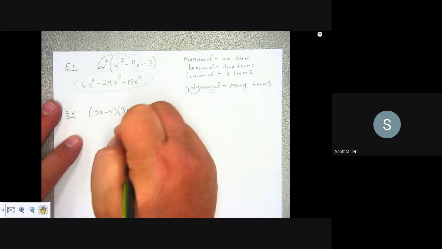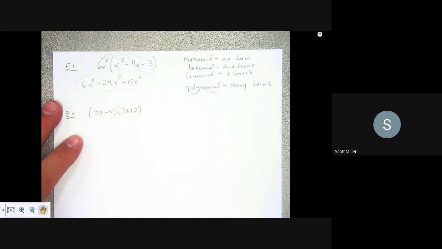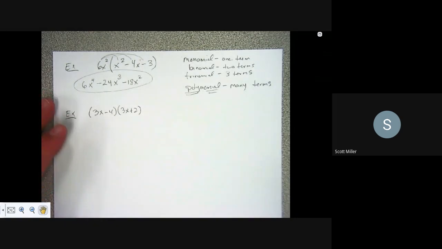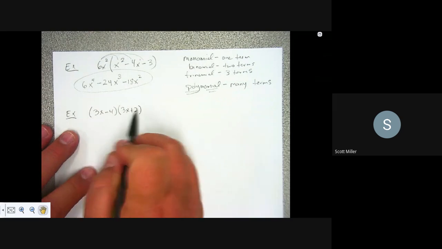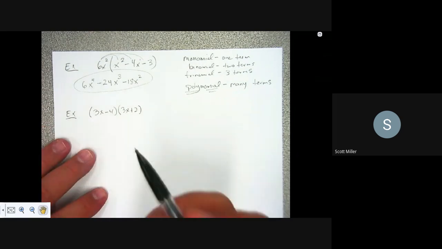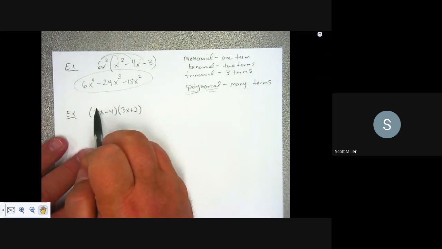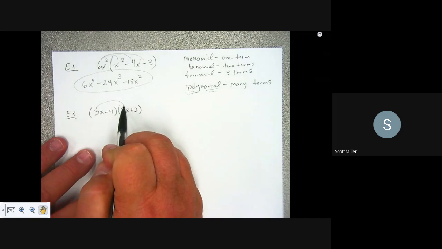So let's look at another example. So this time I'm going to multiply two binomials together. Now, same thing. Each term of the first polynomial must multiply to each term of the second polynomial. So take your time, do one at a time. So I draw the line so I don't forget the ones I've done.